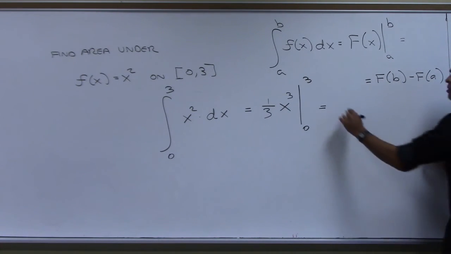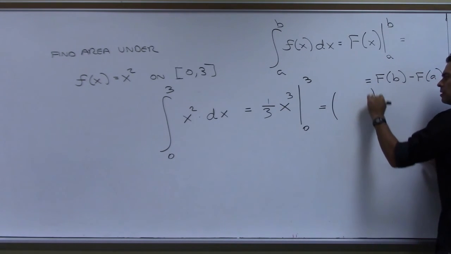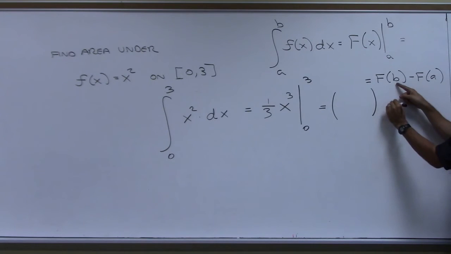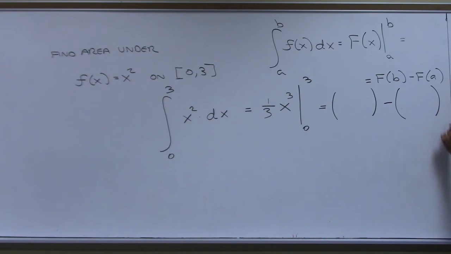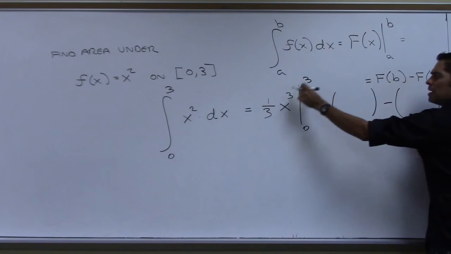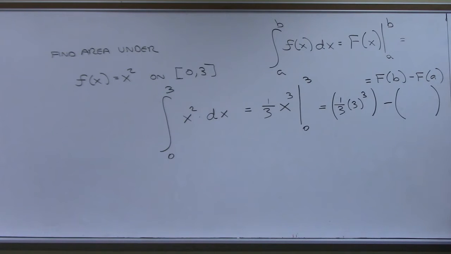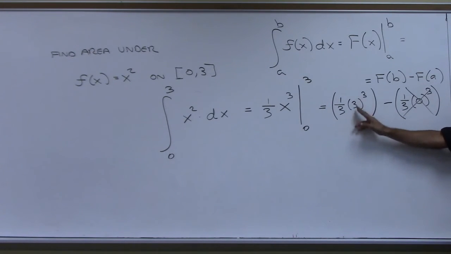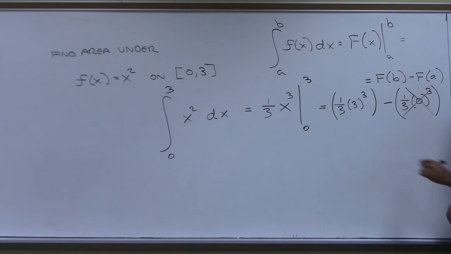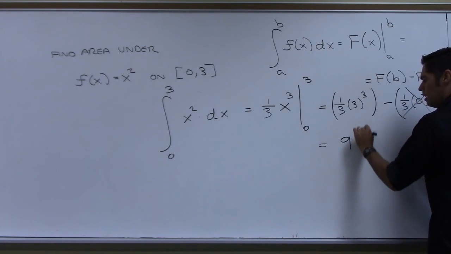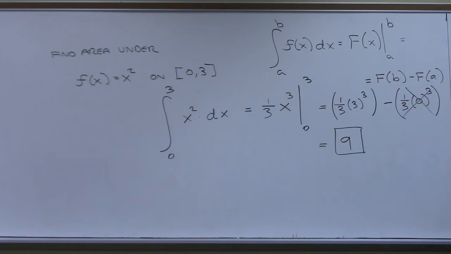3. So what I'm going to do now is set up a set of parentheses for this one. Then I'm going to subtract from that this one, capital F of a. So I plug 3 into here. I get 1/3 times 3 cubed minus, the next one will be 1/3 times what? 0 cubed. And this goes away. And what's 3 cubed? 27 divided by 3? 9. And that's it, right? That's it.